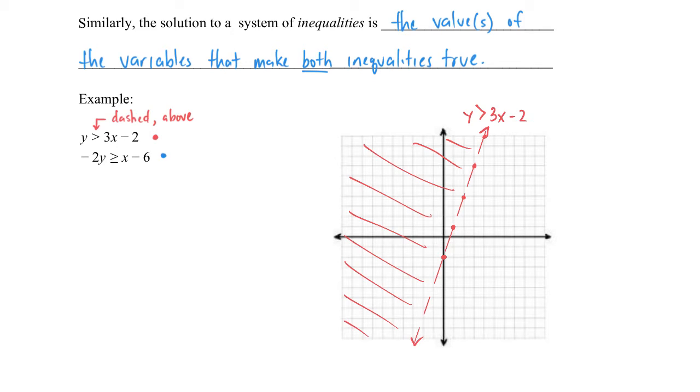So now I'm going to move on to the second one. In order to get y by itself for the second one, I have to divide everything by -2. So that gives me y. I divided by a negative, so I need to switch my inequality sign. This is -1/2 x plus 3. And now I have a slope of -1/2, which is down 1 to the right 2.